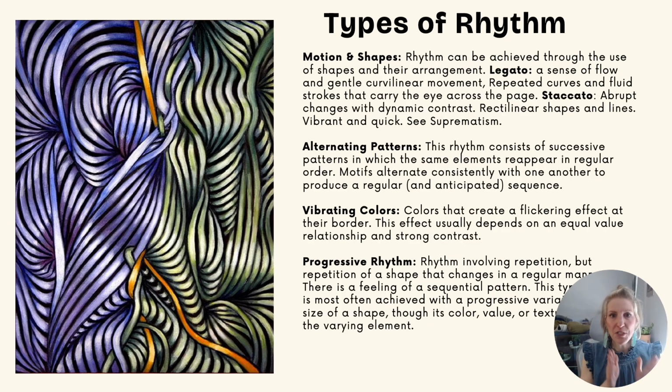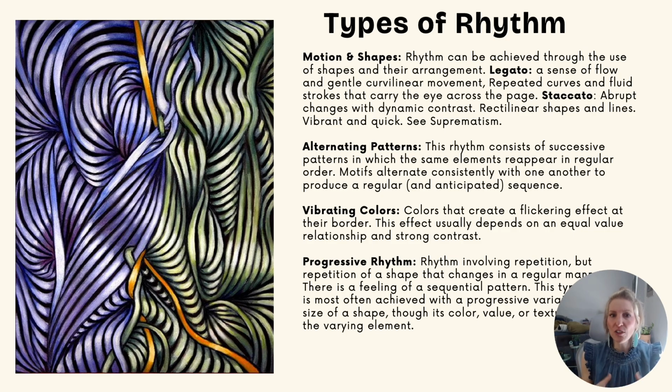Staccato are abrupt changes with dynamic contrast. These are rectilinear shapes and lines. They tend to be vibrant and quick. We're going to talk a little bit about suprematism. That is this kind of staccato sensation. You could also think of a kind of jagged stairwell that goes up as staccato.